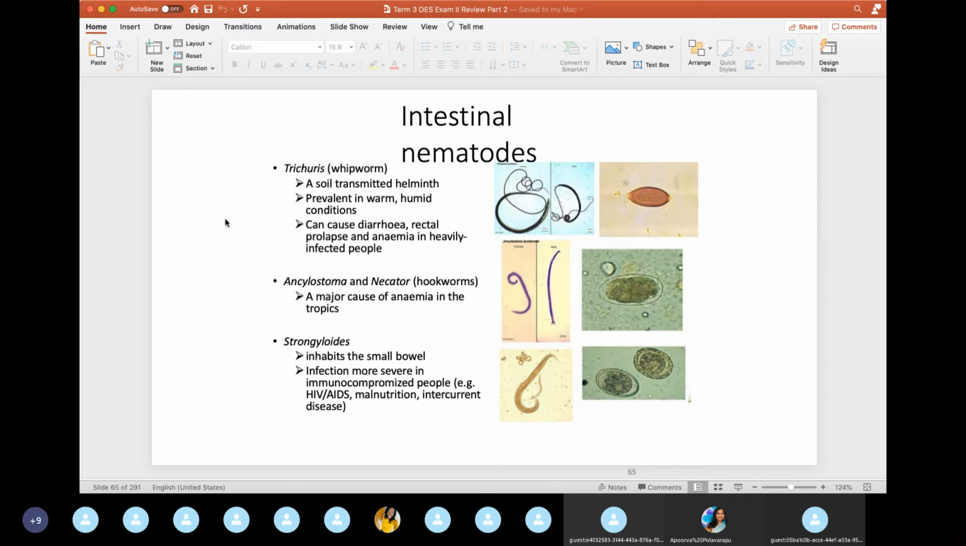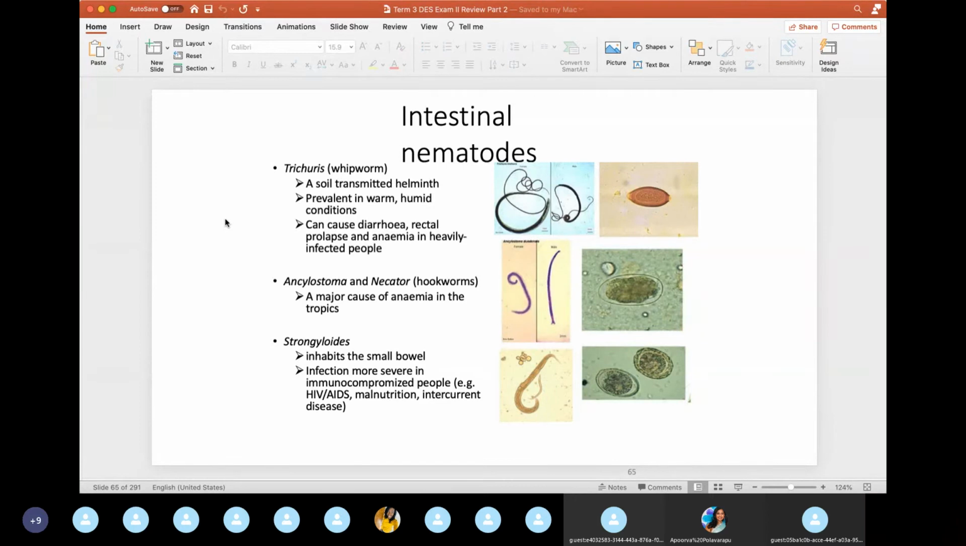So summarize. Intestinal nematodes. Trichuris. What's the mode of transmission? Via soil. What does it cause? Diarrhea, rectal prolapse, anemia. Next, Ancylostoma and Necator, hookworms. How do they infect the human being? Tissue penetration, right? Exactly. Major cause of anemia in the tropics.